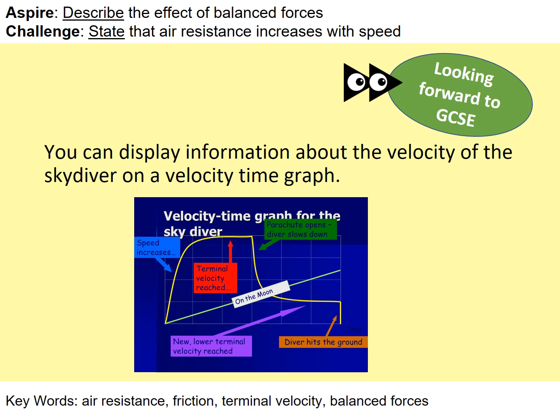The speed starts to decrease because you've opened your parachute, but then you'll not go any slower. The bottom of this yellow line here is where the speed stays the same. And then when your speed actually hits zero, that's when you have landed. You'll also talk about the effects of that on the moon as well. So that's what you've got to look forward to at GCSE.